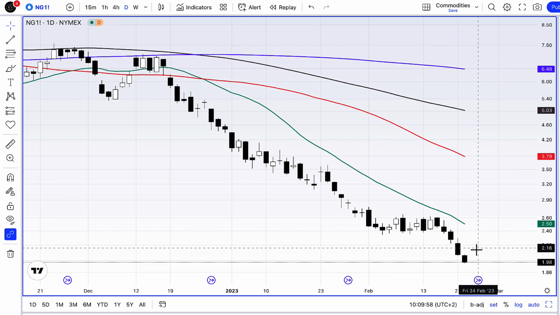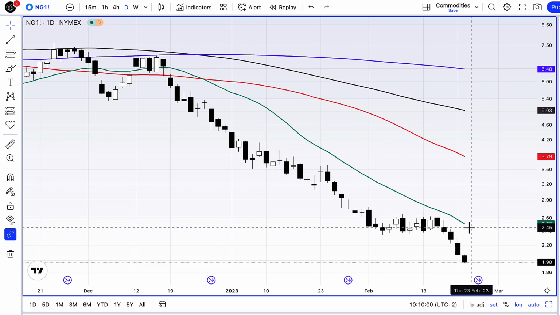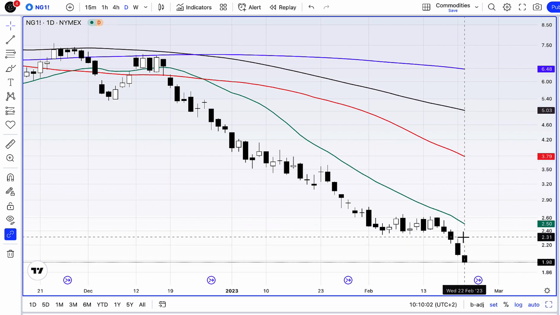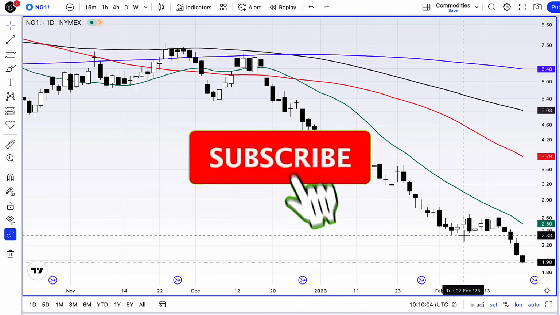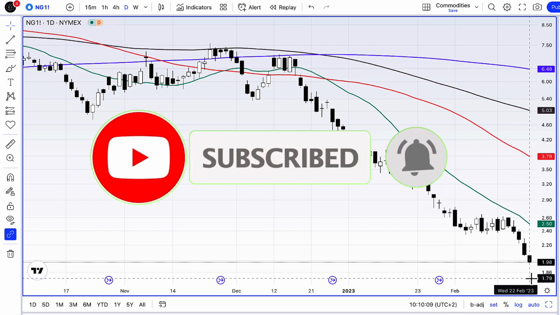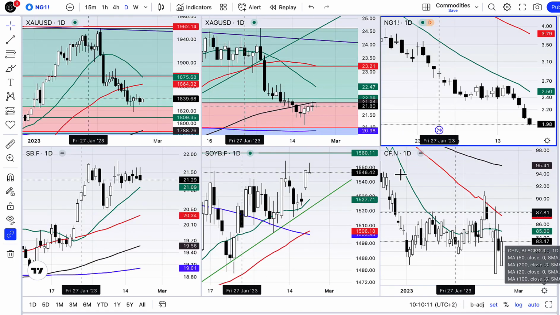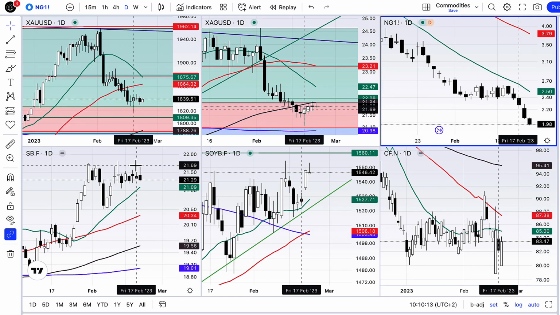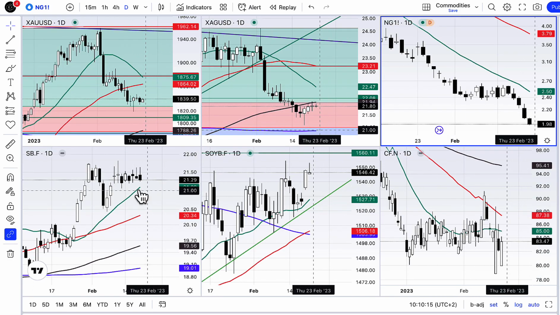So we'll be watching this very carefully and watching for reversal patterns. As soon as I find that there's a cause or a reason or a signal to go long on natural gas, then I'll definitely put up a video on that. So that's natural gas. And then all the rest, basically I'm looking to short soya and sugar.